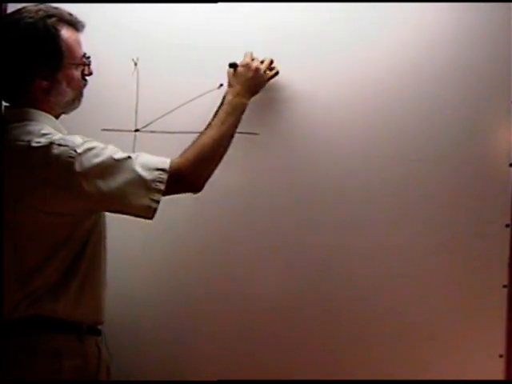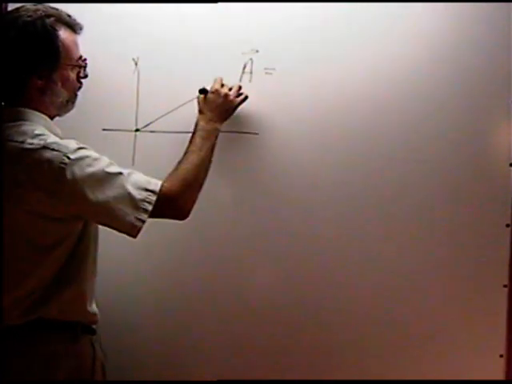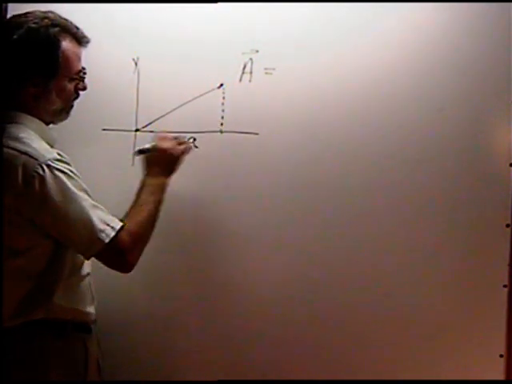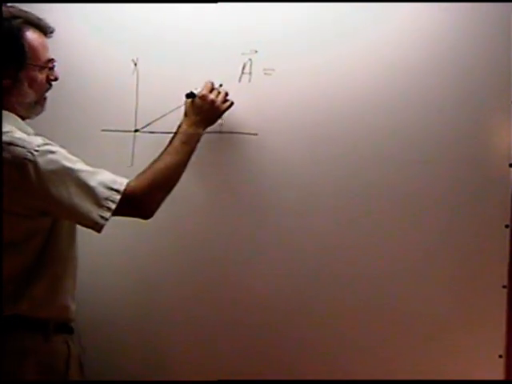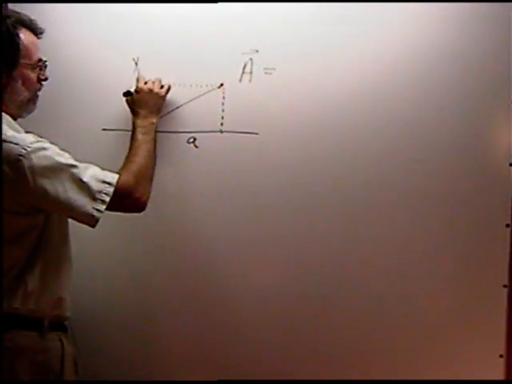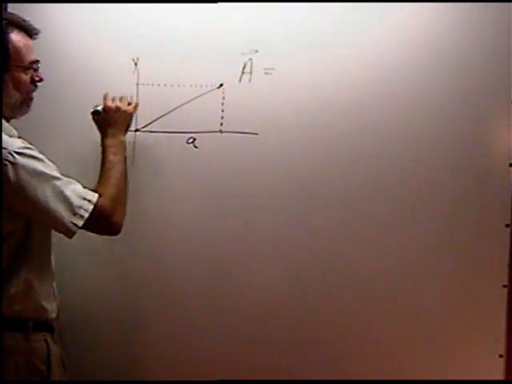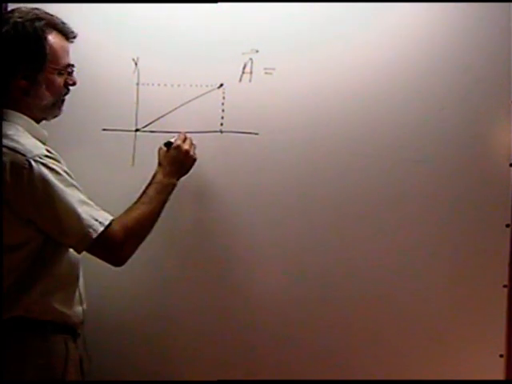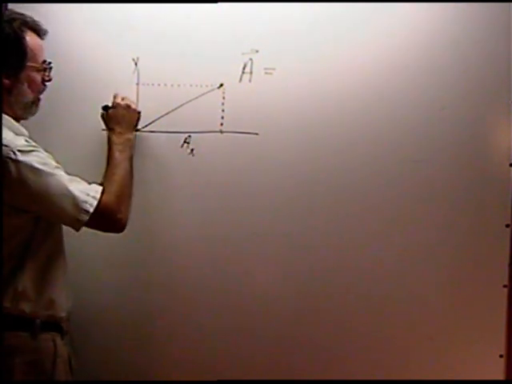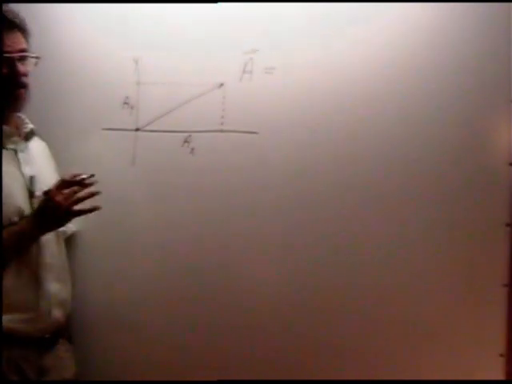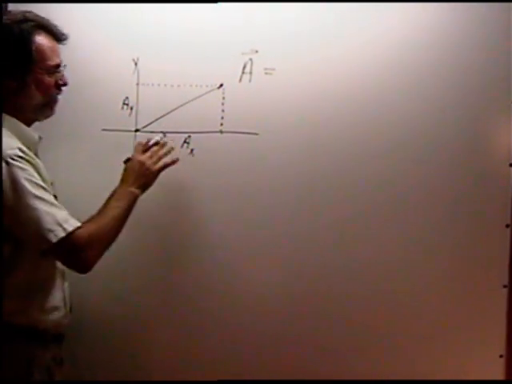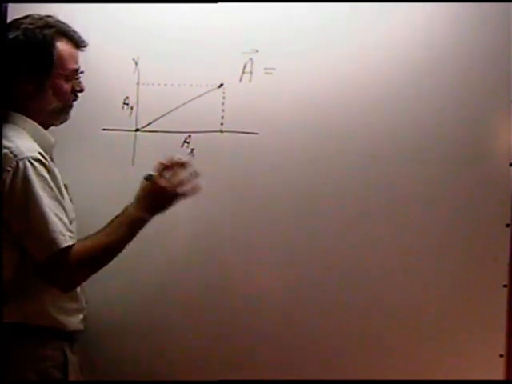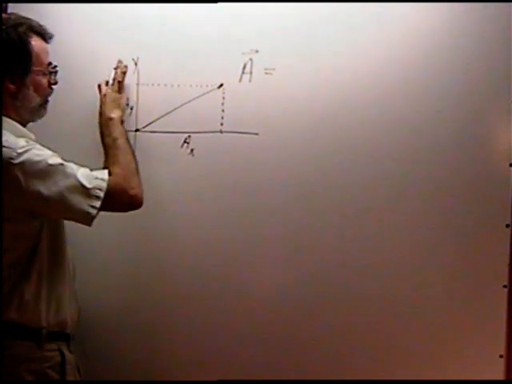This A vector is equal to this component here. I'm going to write this as little a, and if I drop the perpendicular down this way to B, I'm going to say A sub x and A sub y. So the A vector, this vector out here, has two components to it. It has an x component and a y component.